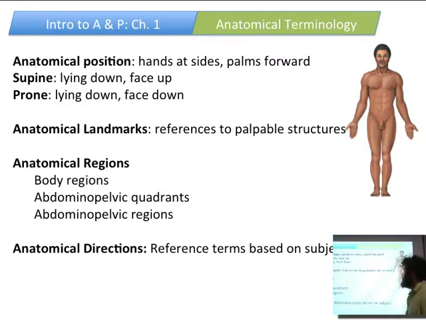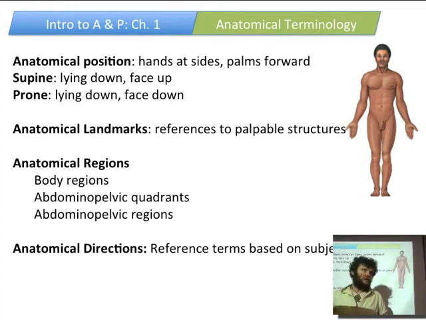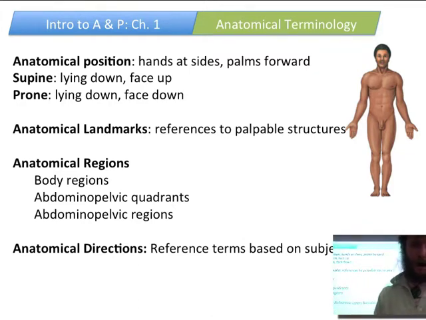The concept of an anatomical landmark, it is the reference to a palpable or touchable structure. So an anatomical landmark may be, for example, your external occipital protuberance, your inion. That's an anatomical landmark, a little bump on the back of your head. Anatomical regions are the various regions in the body. We'll go through the various anatomical regions in a bit. There's also the abdominal pelvic quadrants and regions that are part of that. And then we're going to discuss anatomical directions.